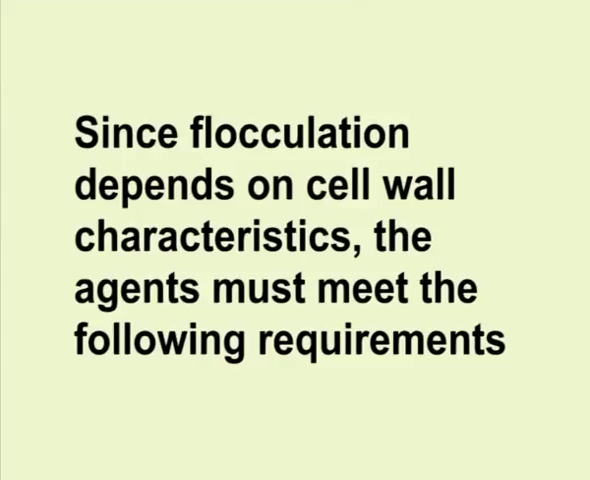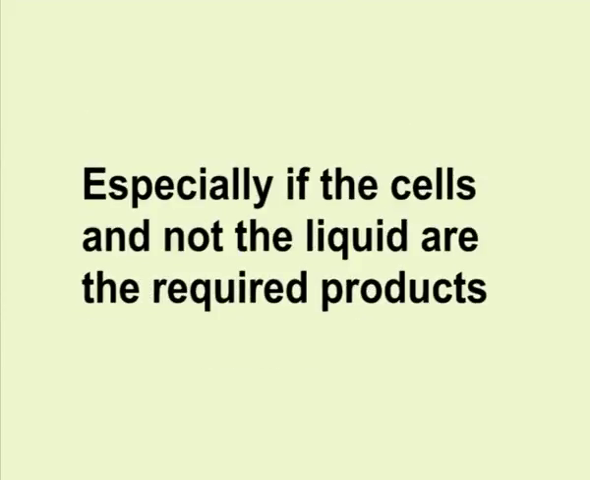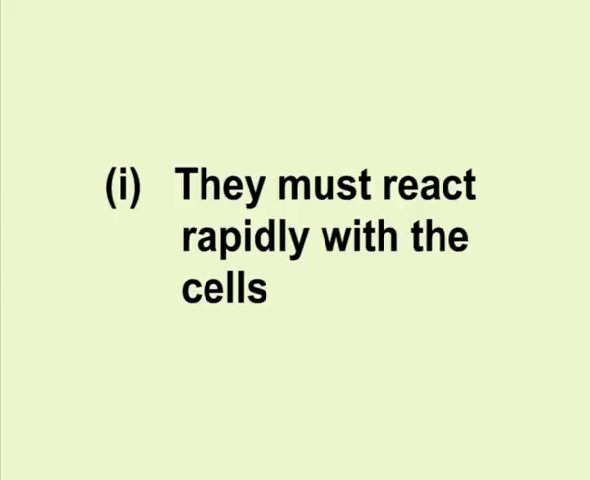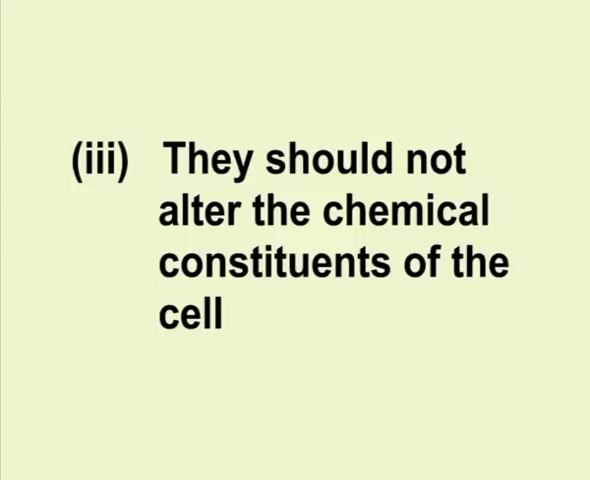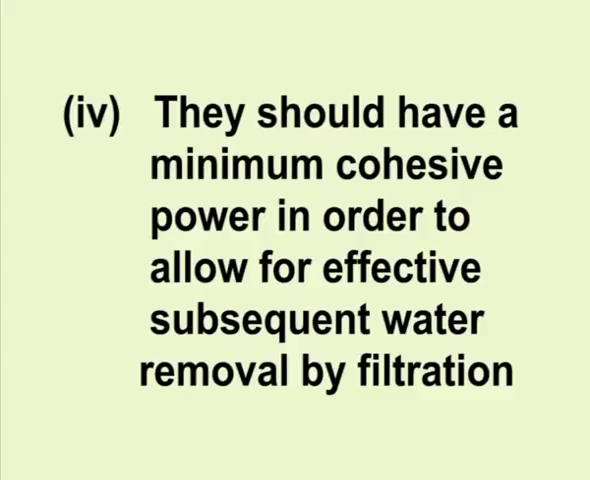It may even be possible to merely decant the supernatant once large enough flocks remove the solid portion of the beer. Since flocculation depends on cell wall characteristics, the agents must meet the following requirements, especially if the cells and not the liquid are the required products. The flocculants should have the following properties. They must react rapidly with the cells, they must be non-toxic, they should not alter the chemical constituents of the cell, they should have a minimum cohesive power in order to allow for effective subsequent water removal by filtration.